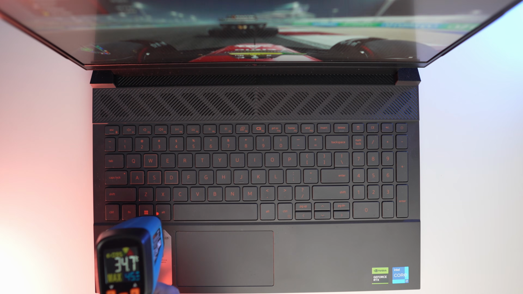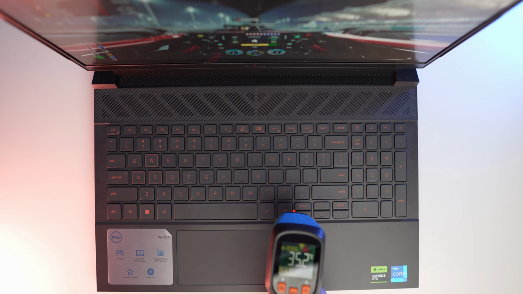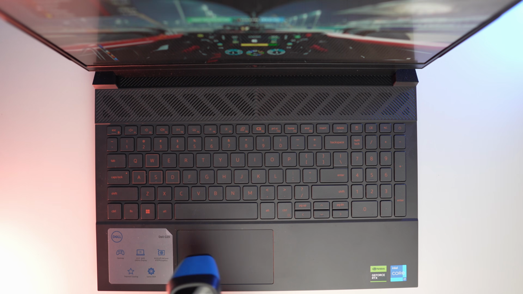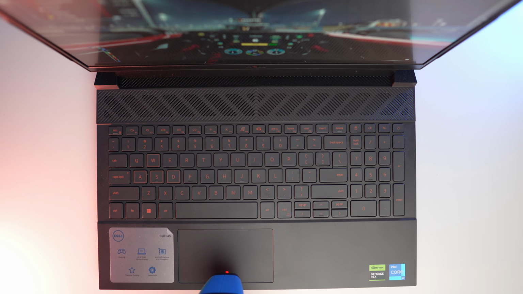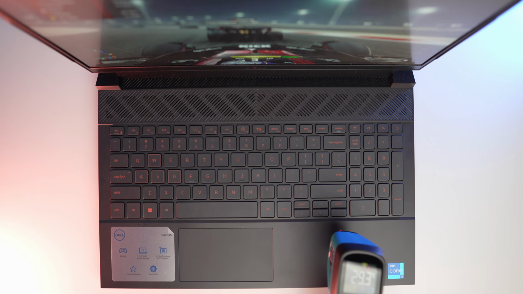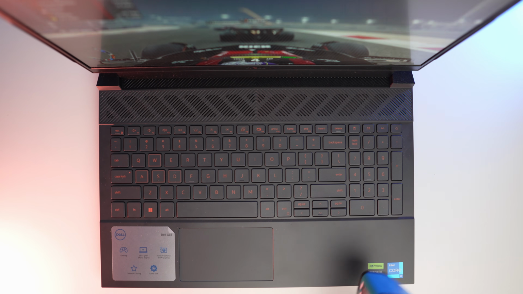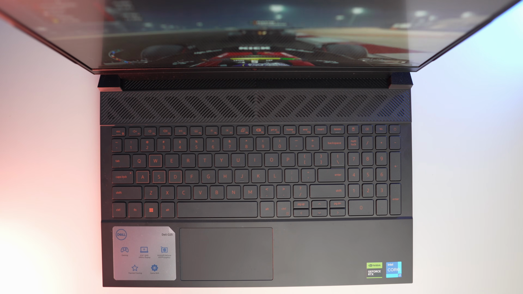40 degrees. So for all intents and purposes, there's no difference really between the balance mode and the performance mode in terms of surface temperatures, particularly while you're resting your hand and gaming on this particular laptop. If we look here at the trackpad and also the battery area of this device, nice and cool, well below 30 degrees, so no issues there and nothing really to complain about.